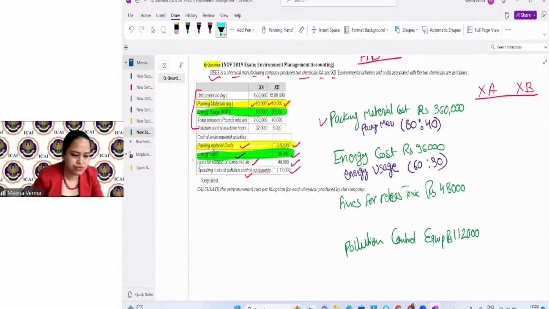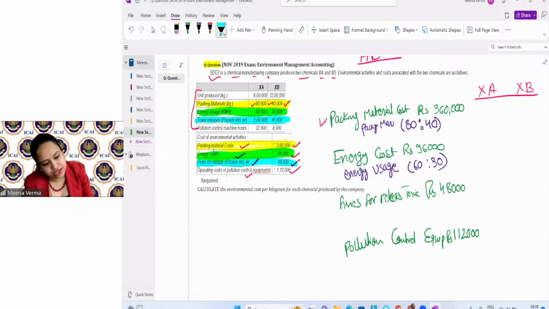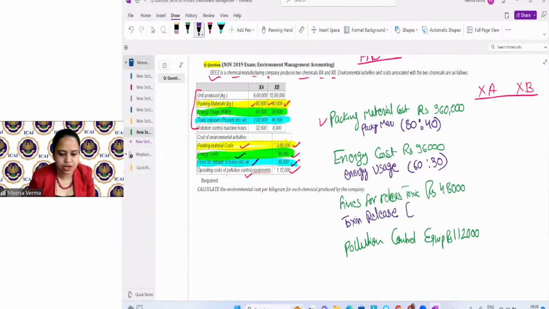All right. Now the next one. Next is what? Your fines for releasing toxic air. How will you allocate this cost? So toxic releases in pounds. If the toxic release is high, the fine will be high. If the toxic release is less, the fine will be less. So it will be on the basis of toxin release. How much toxic are we releasing? 200 is to 40, or you can say 20 is to 4 ratio.